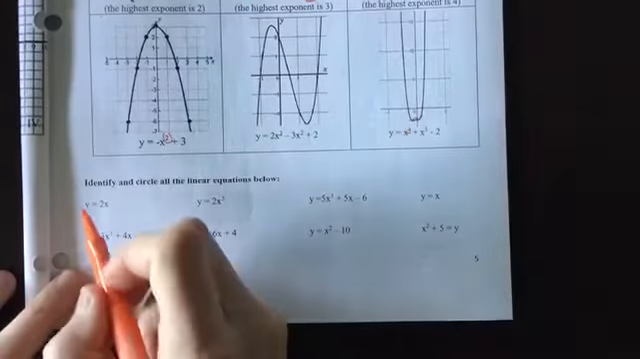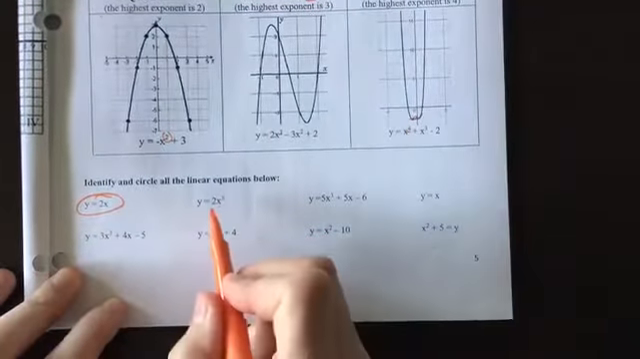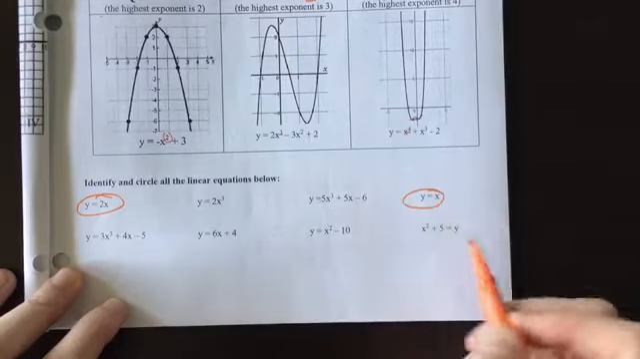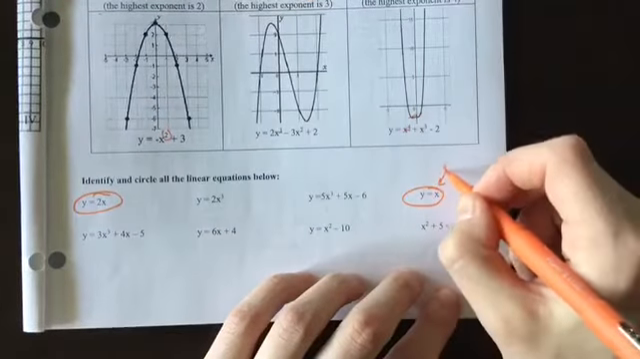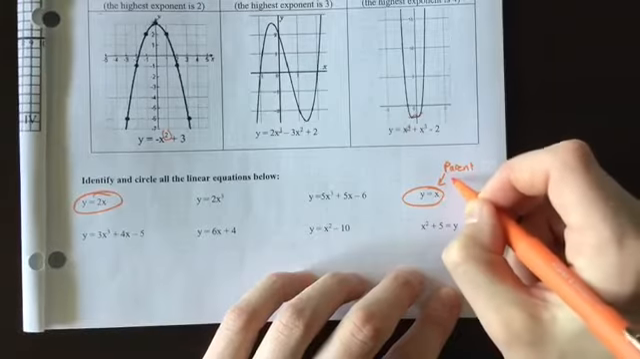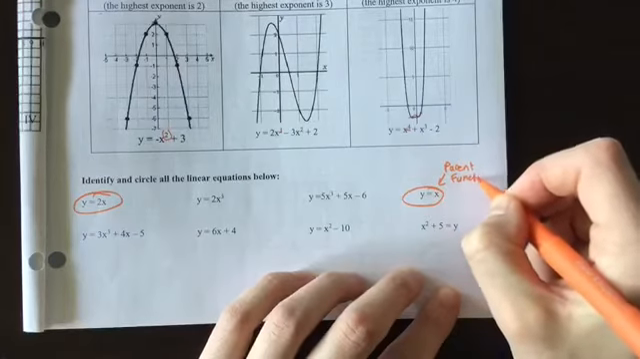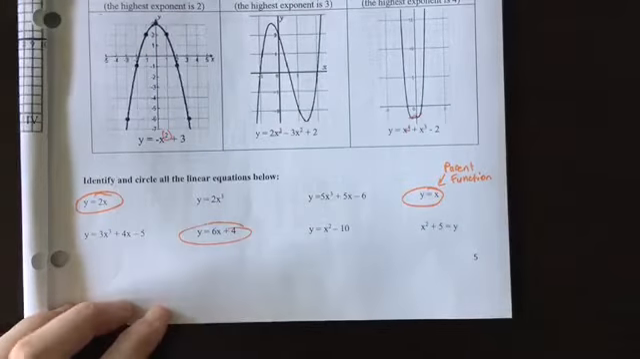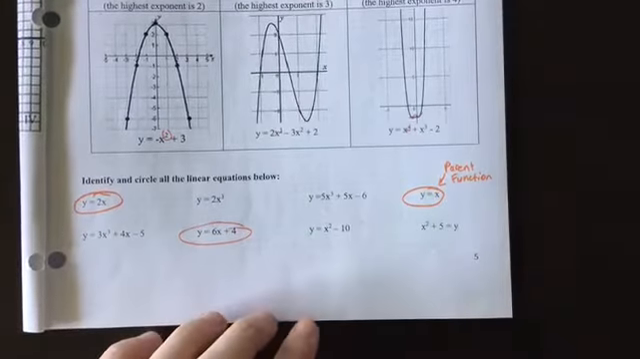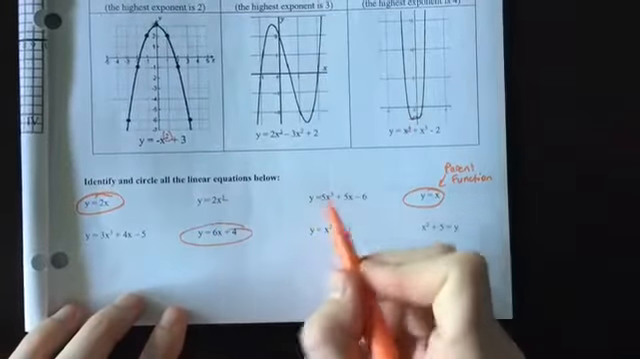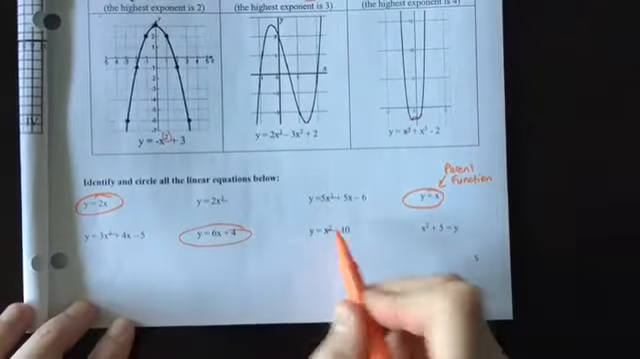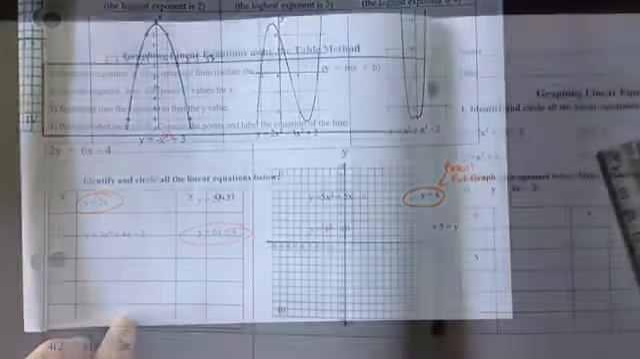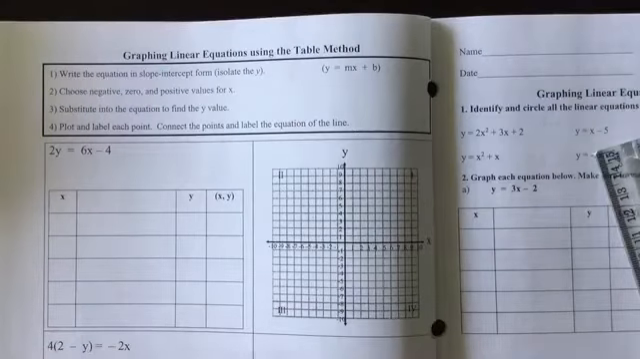Okay, so our linear equations: y = 2x, y = x, and that's a special one. That's what we call the parent function, and we'll talk more about that when we talk about something called slope. y = 6x + 4, and that's it. Everything else has an exponent other than 1, so they are nonlinear. On page 6, we're going to graph our first linear equation. Kind of a big deal. We're going to use the table method.